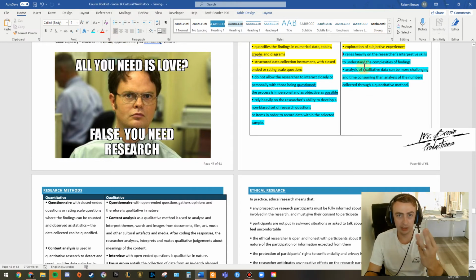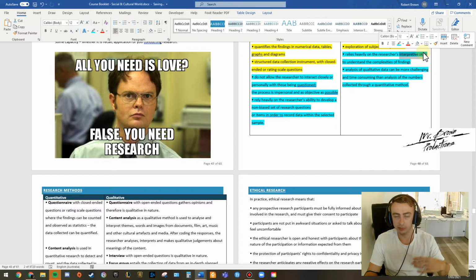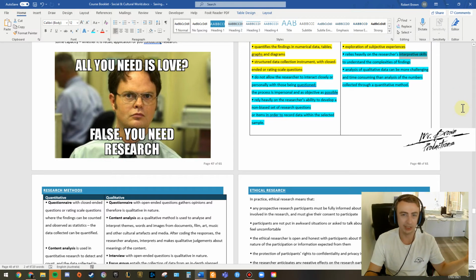So this is our third card. These are our weaknesses for qualitative. So qualitative relies heavily on the researcher's interpretive skills to understand the complexities of the findings. Okay, so that's a weakness because one, that can be time consuming. But you might interpret someone wrong. You might think you've interpreted it right, but you really haven't. And so that's a weakness there of the research method as well.